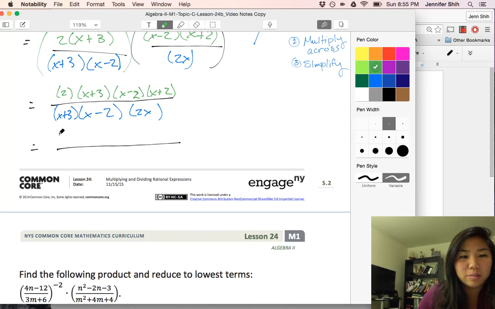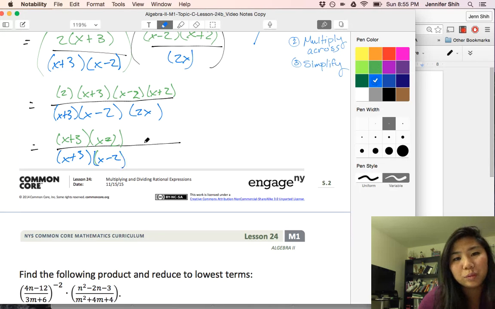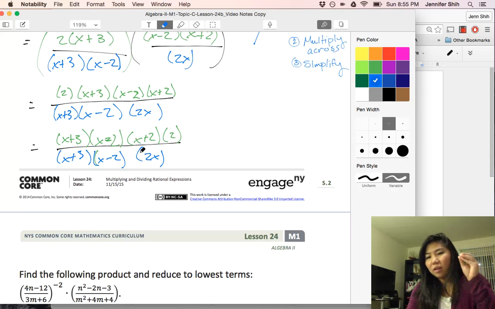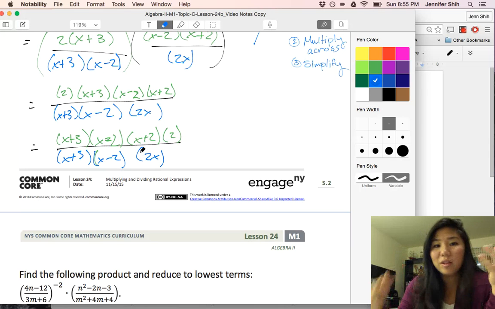So let's start with this x plus 3. So I have x plus 3, and then I'm going to line it up with the other x plus 3. Now I have x minus 2 over x minus 2. What else do I have up here? I have an x plus 2, and then I have a 2, and then I have a 2x. So if you notice, I didn't factor this factor more, but I'm going to do that in my next step.